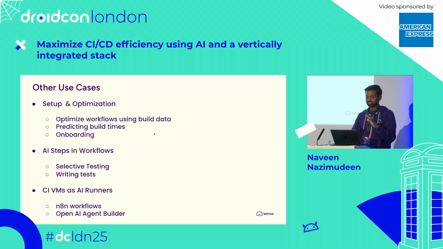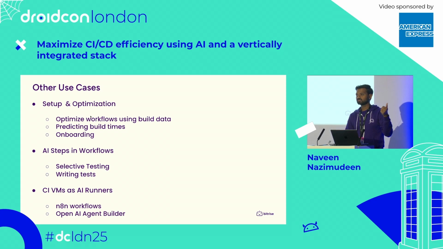So we looked at a few use cases. There are other use cases which I've seen customers do. One is optimizing workflows using build data. You can get build data and ask for the YAML to be optimized based on that. Some have used it for predicting build times. Some have used it for onboarding, because when somebody comes on, understanding what the YAML is, et cetera, is very useful. Within a workflow, you can add a step and add the agentic Claude Code or Codex with the API key, and then use it for selective testing and even for writing tests. For example, we push a PR. Based on the PR comments, it can write tests. These are still in exploration stages.